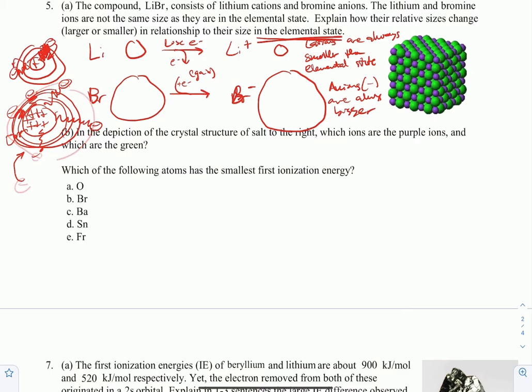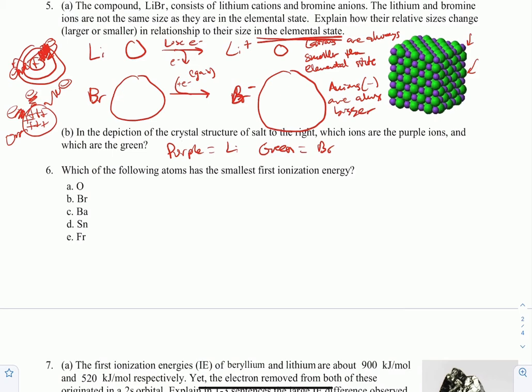All right, number 6, part B of number 5. In the depiction of the crystal of the salt to the right, which ions are the purple ions and which are the green? Well, we would expect the smaller ones to be the cation and the green ones to be the anion. So probably purple is going to be lithium, and green is going to be bromine.